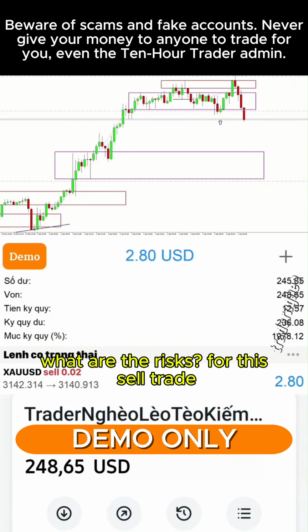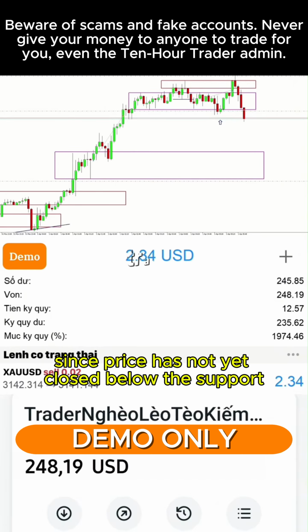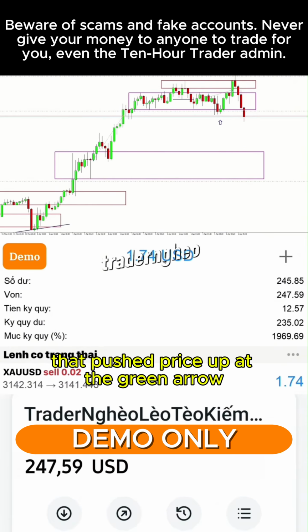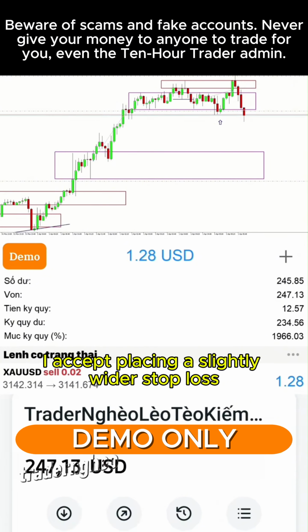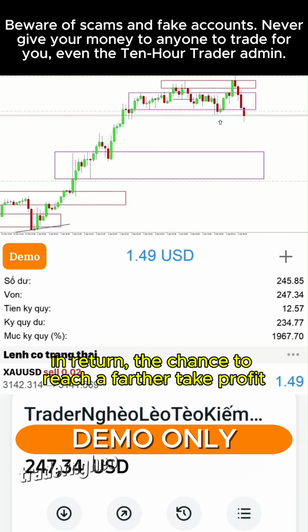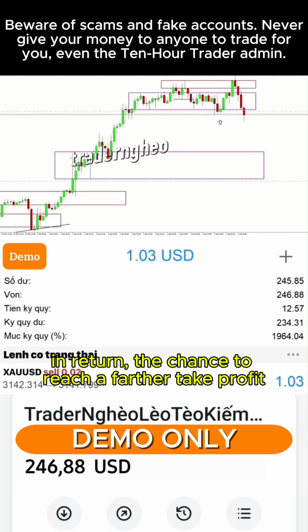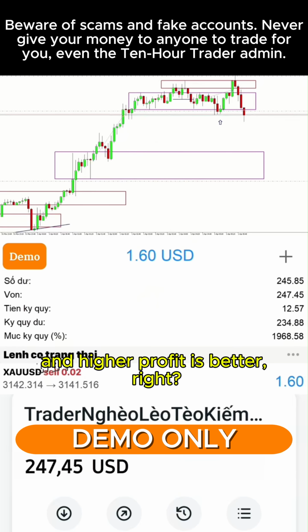For this sell trade, since price has not yet closed below the support that pushed price up at the green arrow, I accept placing a slightly wider stop loss. In return, the chance to reach a farther take profit and higher profit is better, right?